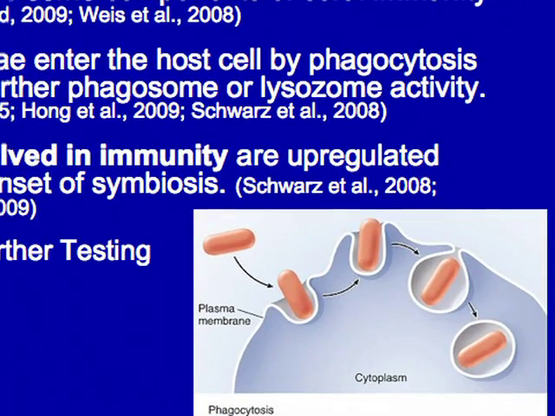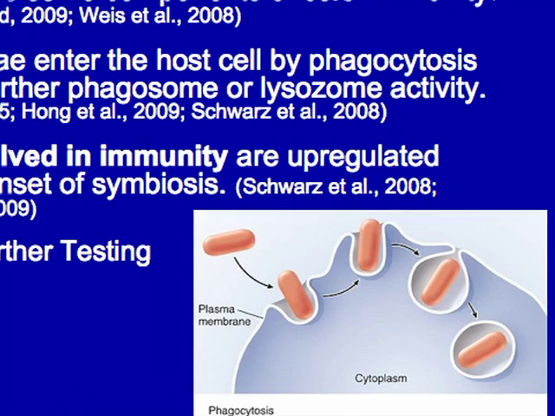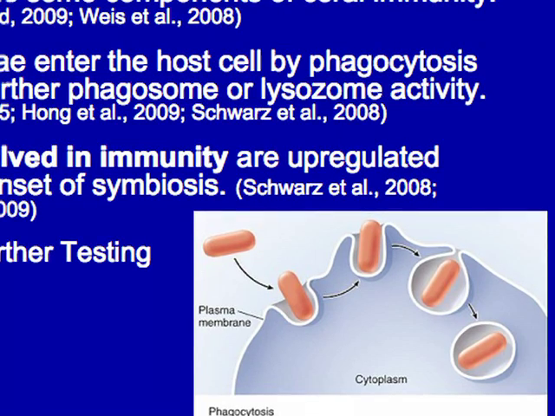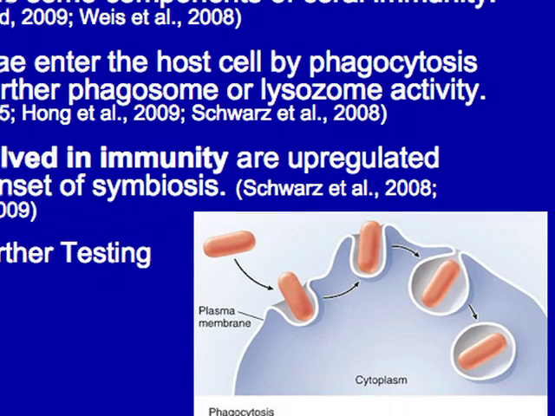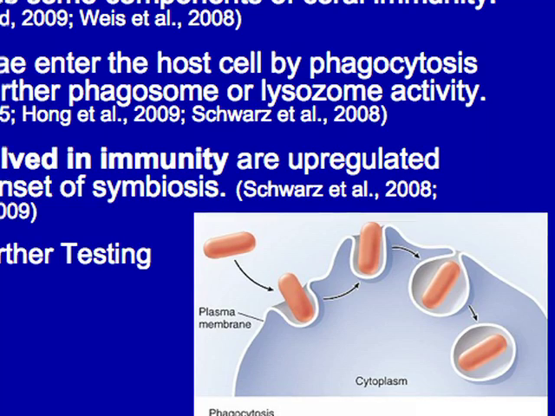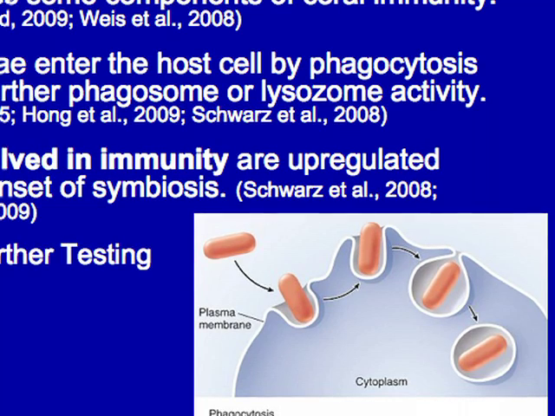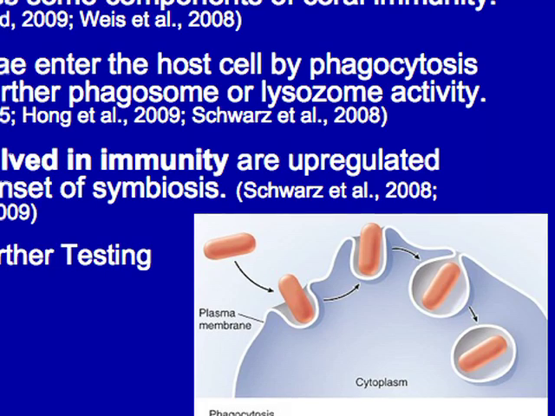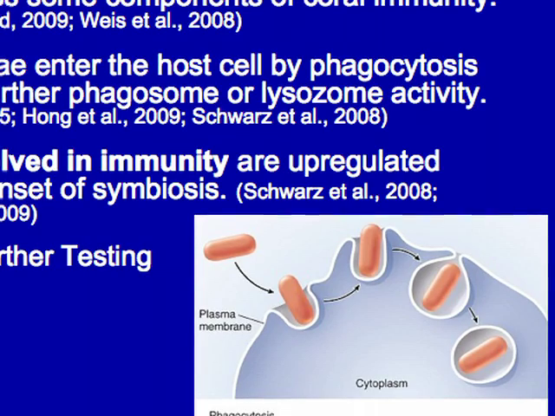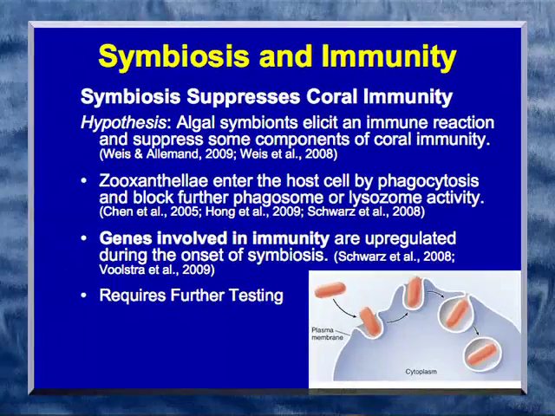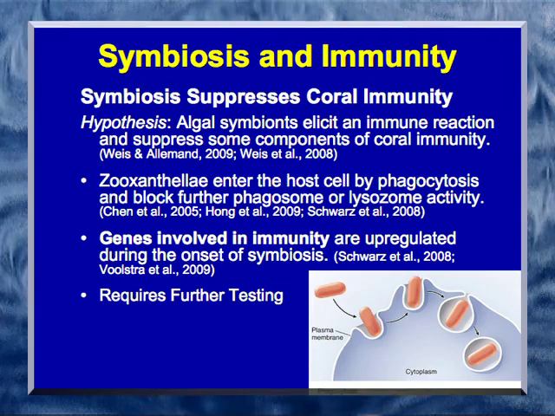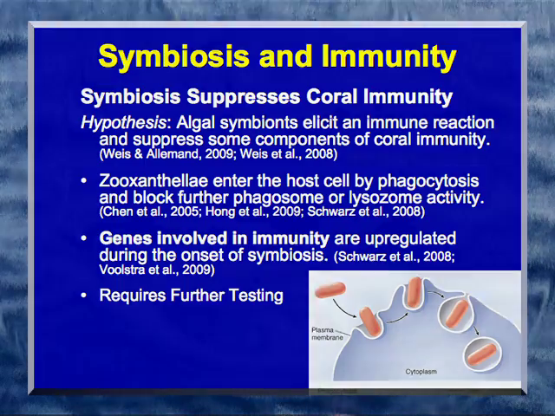This is a diagram of phagocytosis right here. So you see this would be the zooxanthellae coming in, and the coral cell would engulf it and eventually take it into its tissues. And normally the host would want to chew that up because it's not natural, it doesn't normally occur there. But the zooxanthellae suppresses this immune system so that it can stay and become part of the holobiont and become in a symbiotic relationship. In addition, genes involved in immunity are upregulated during the onset of symbiosis and then go back down.